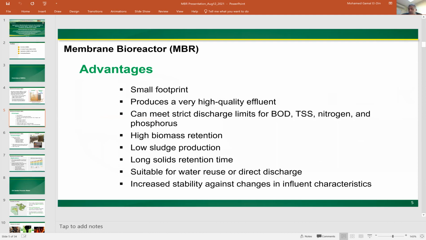And finally, increased stability against changes in influent characteristics, which means any sudden changes in the quality of the influent wastewater cannot lead to any significant impact on the treatment system. So this membrane bioreactor system has a very good capacity of absorbing the shock changes in the water quality or the wastewater quality that's entering the system.